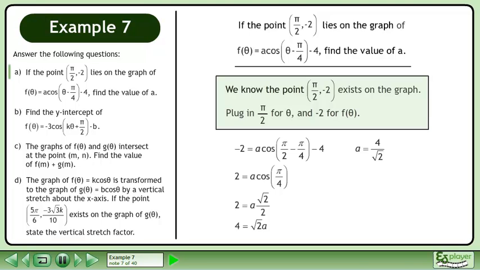Divide both sides of the equation by root 2 to get a equals 4 over root 2. Rationalize the denominator. Multiply the numerator and denominator by root 2. Multiply the fractions. Simplify. The value of a is 2 root 2.